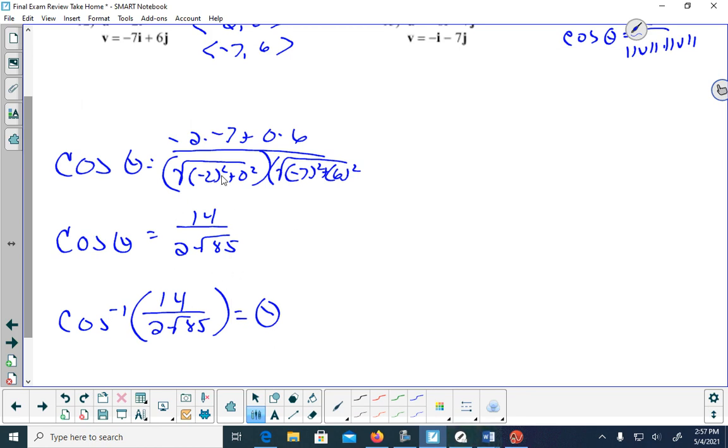And just a fun fact, if this didn't end up being a perfect square, you can do the square root of whatever this number is, like this would have been the square root of 4. You could have done the square root of 4 times 85 all underneath one radical, and that would be perfectly fine.